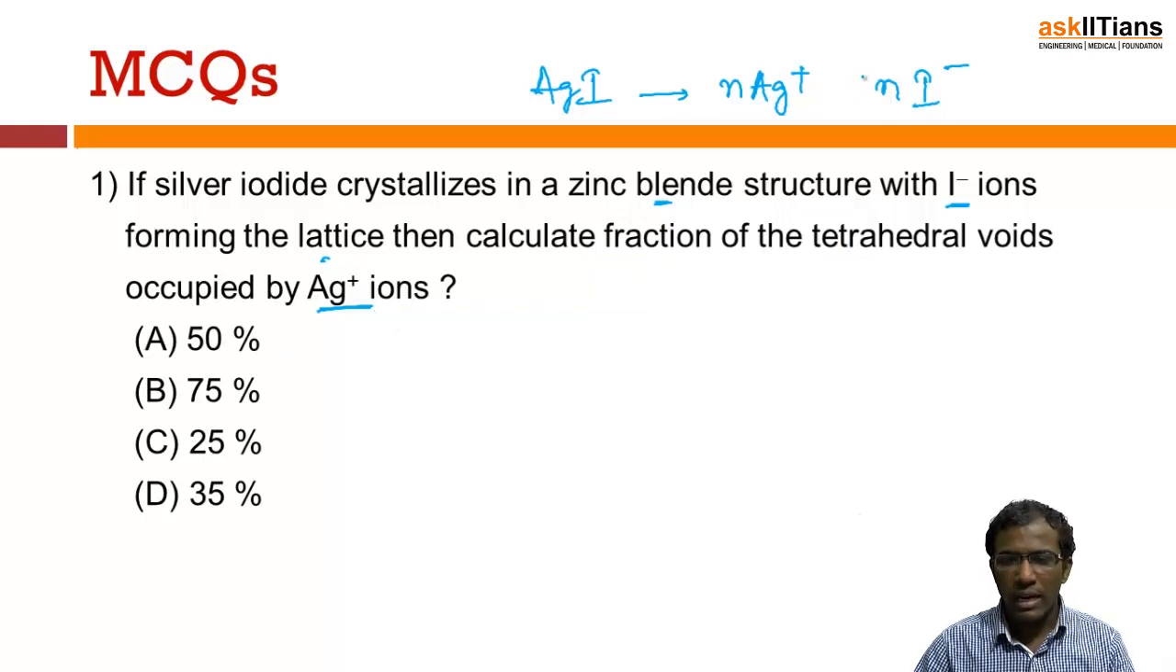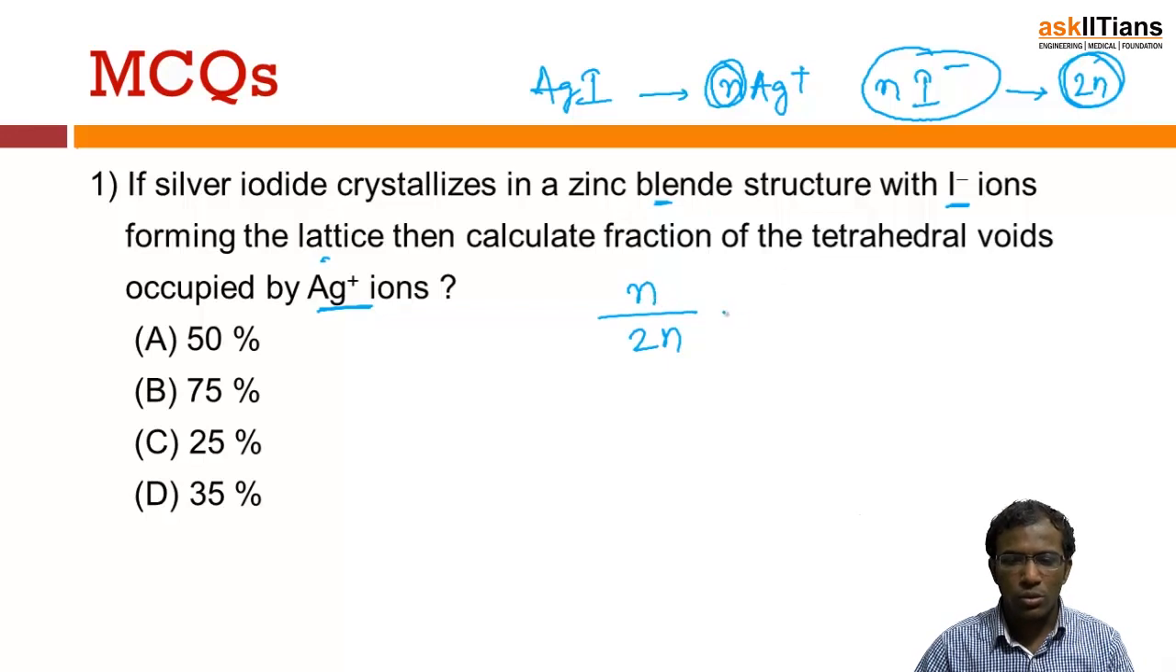If the lattice is formed by N iodide ions, there will be 2N tetrahedral voids, right? Double the number of the close packed ions. So there will be 2N tetrahedral voids, but we have only N silver ions. So out of 2N, only N are occupied by silver ions. So it will be 1/2. That is, only 50% of the tetrahedral voids are occupied by silver ions.